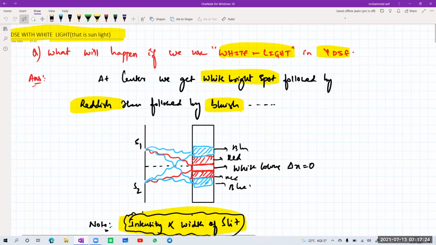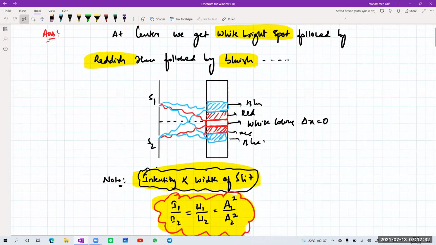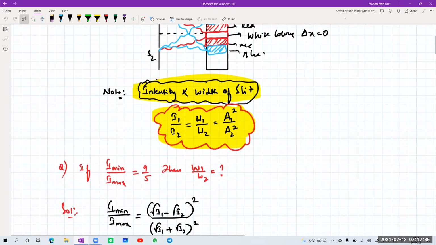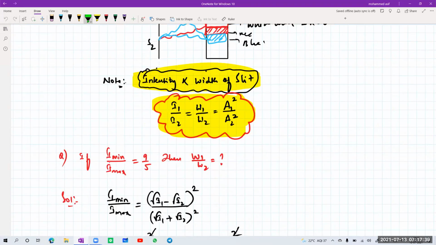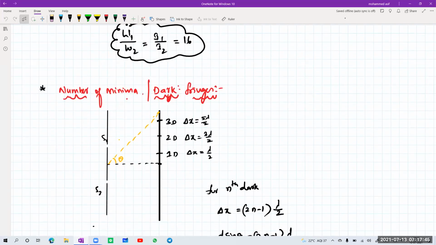This one also, I just told you what will happen if we use white light in YDSE. If we use white light in the YDSE, the central part will be bright, followed by the reddish and going on to bluish. Intensity is directly proportional to width of the slit. So I1 by I2 is equal to W1 by W2, or it is A1 square by A2 square. So this formula we have done right now, one problem. You can just check it out with that one. Now this is something very important.